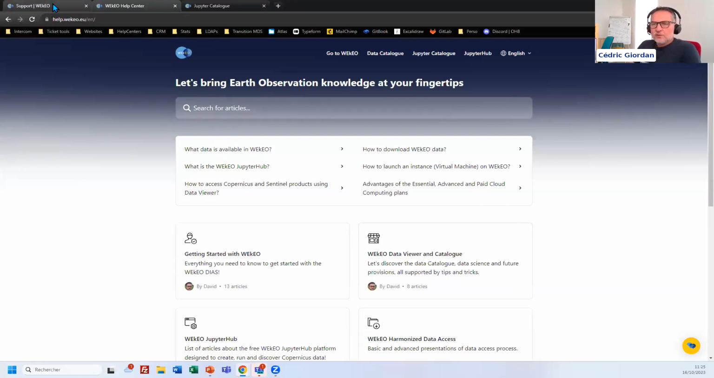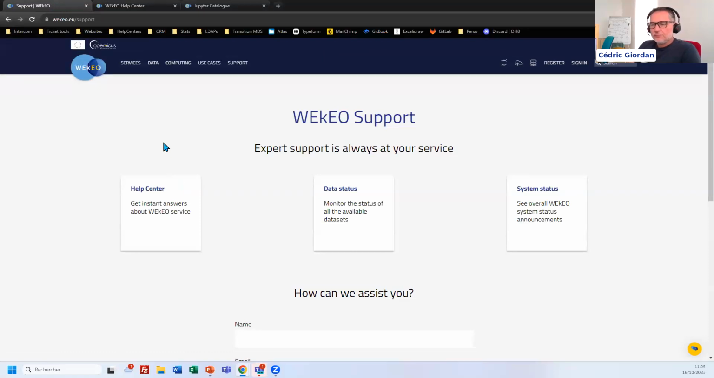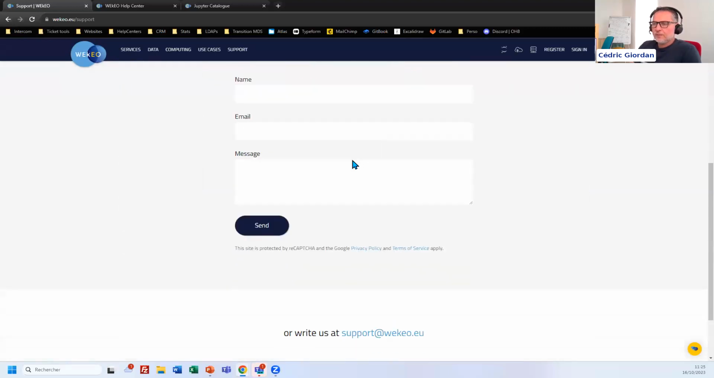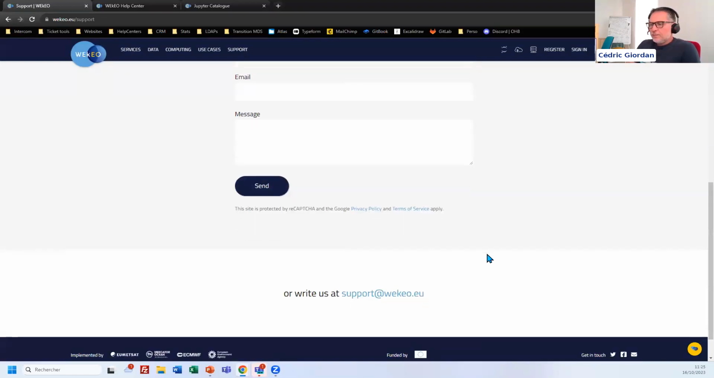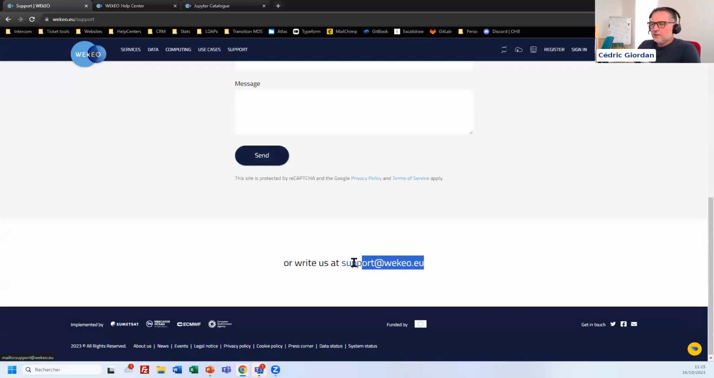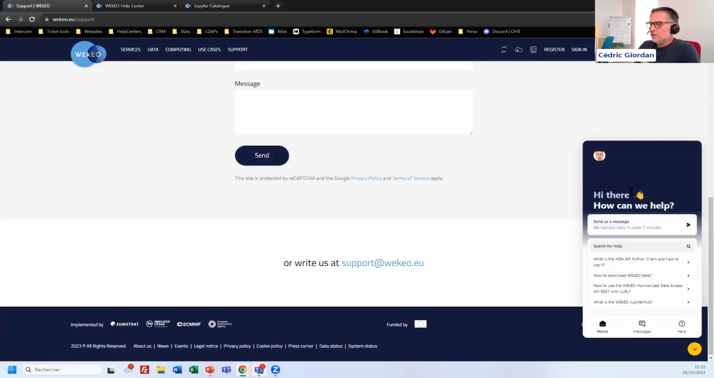To contact the support, there are three different ways. On the support page, there is a form to fill in with your name, mail, and the message, and you can send your message, and the user support team will be informed automatically. Then, of course, you can send us an email at support@wekeo.eu. The email will reach the user support team as well. At the bottom right of all the pages, you will find this icon. You click on the icon, and it is a chat to contact us.